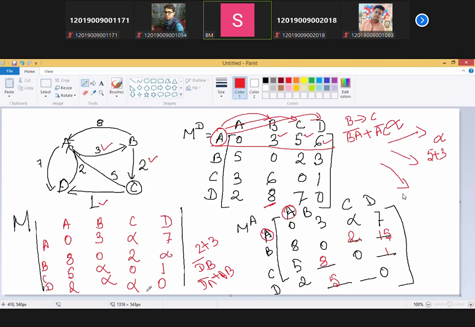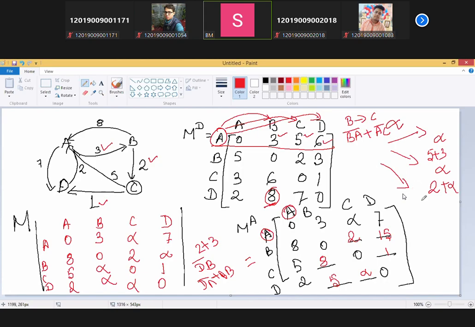And similarly, if I want to calculate D to C, so I think this is wrong, at least 5, not 8. So if I go for D to C, then D to A is 2, A to C is again infinity. If I want to calculate D to C, which is here infinity, I need to take D to A, which is 2, and A to C is infinity. So again infinity, infinity. This is your M of A matrix.